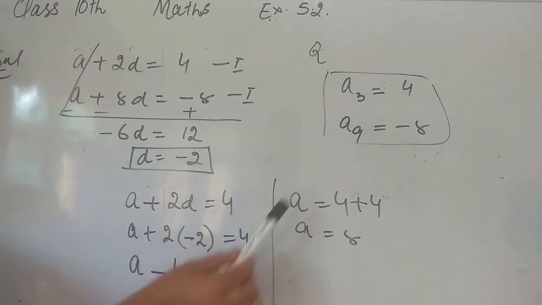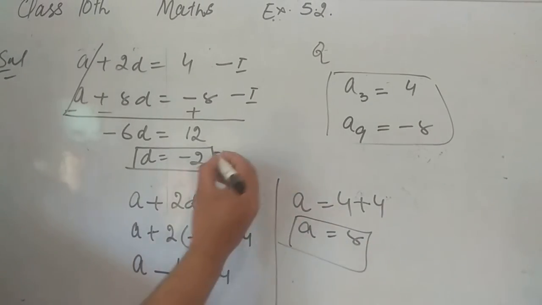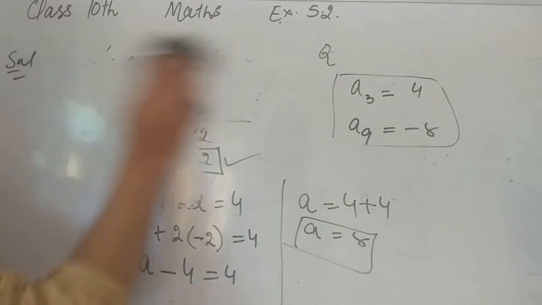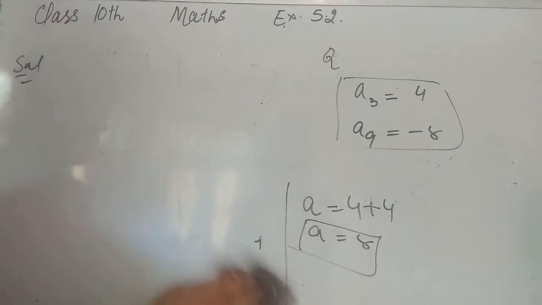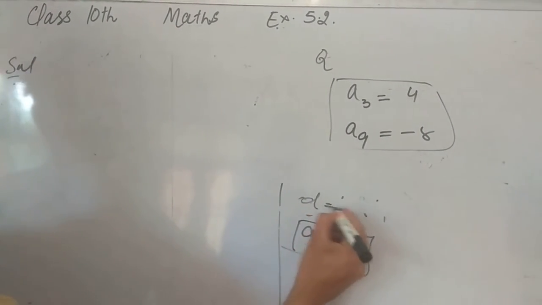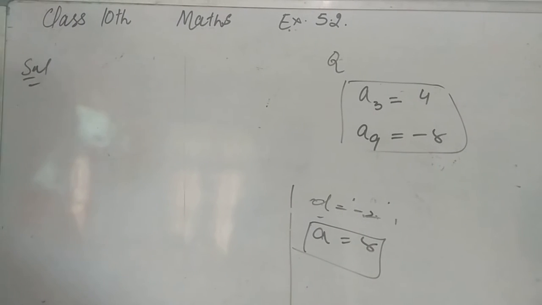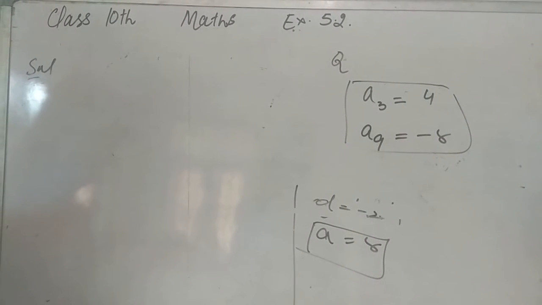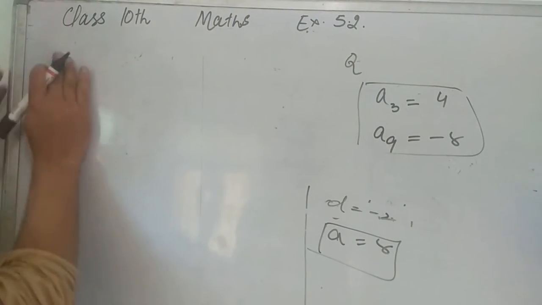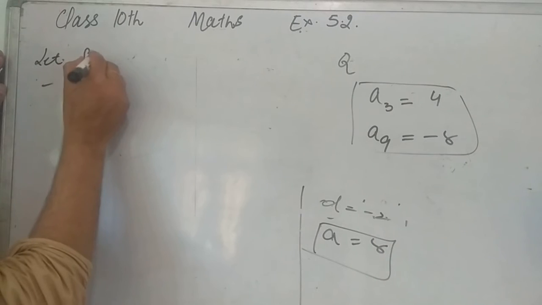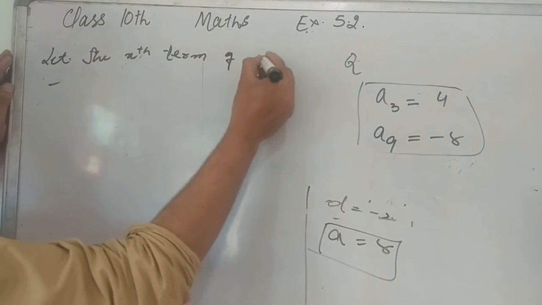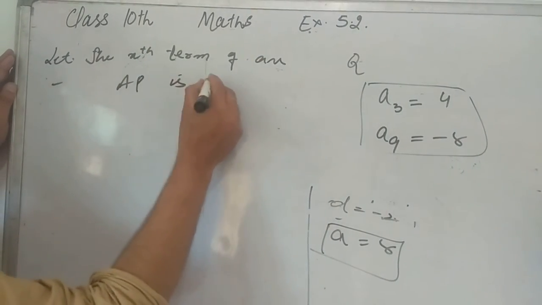So the first term of this arithmetic progression is 8 and the common difference is -2. Now we have to find the number of terms that is equal to 0. Here a is equal to 8 and d is equal to -2. Dear students, let the nth term of an arithmetic progression be 0.